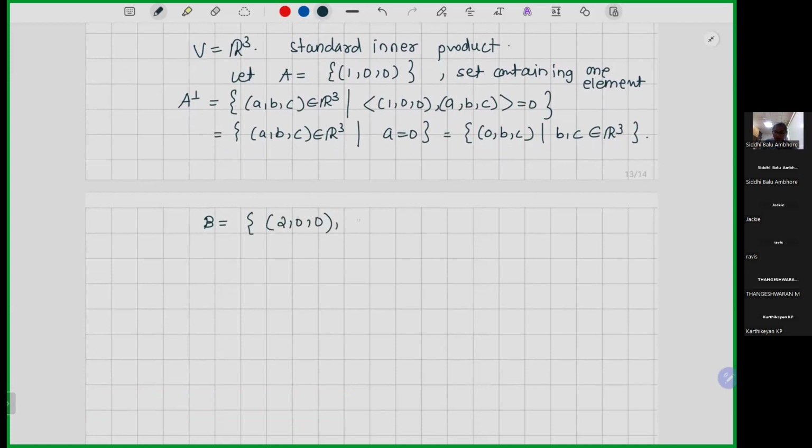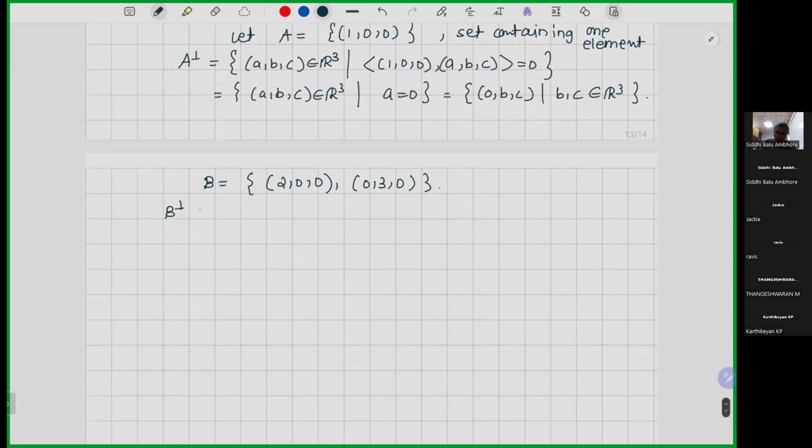2, 0, 0, 0, 3, 0. Okay. And then what is B perp? It is the set of (a, b, c) in R3 such that, let me just see what I wrote here. Or let it be. We will calculate it such that the inner product of (2, 0, 0) and (0, 3, 0) with (a, b, c) is zero. Let me write V comma W. I mean, we are in R3, so conjugate is symmetric, so we don't worry about it.